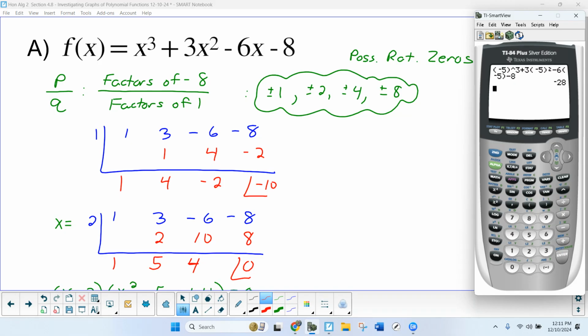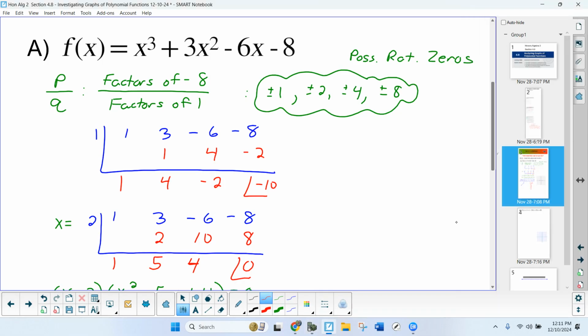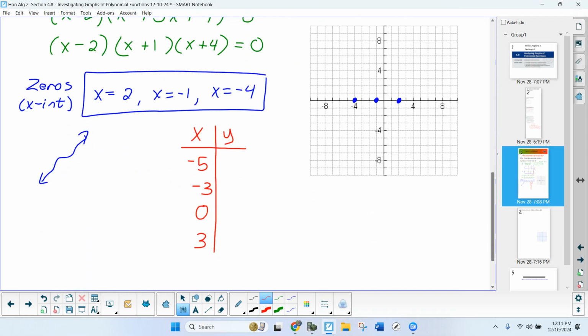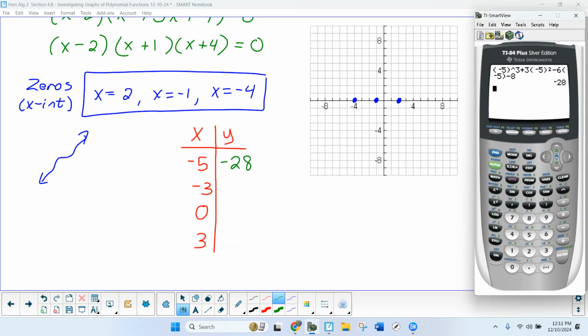Did you guys get -28? Yes. Okay, so this is -28. Now, when you do -3, instead of typing that all in again, I can just do second entry. Or those of you with the newer ones, you can go up and get it. And now I can turn all of my -5s into a negative what? 3. Because I don't want to retype it all.